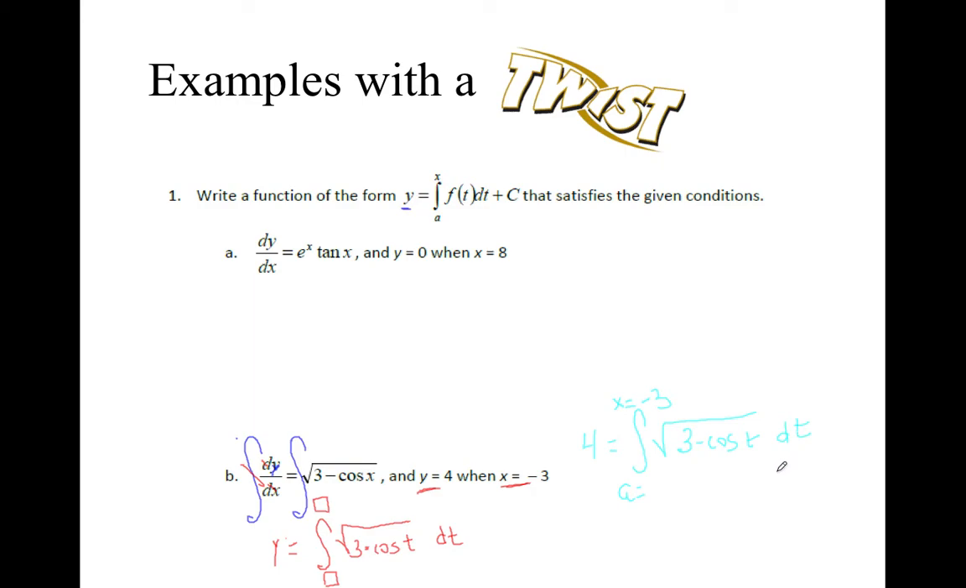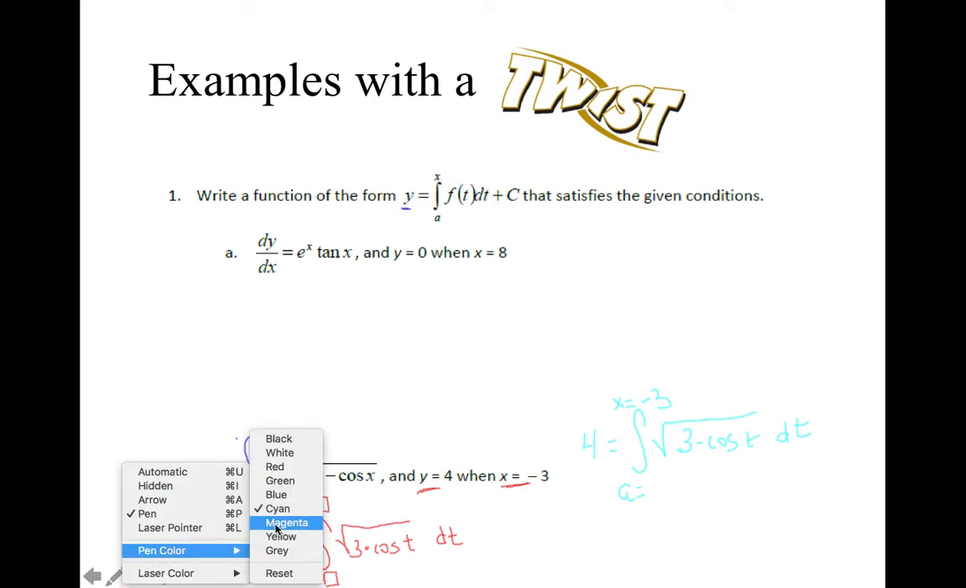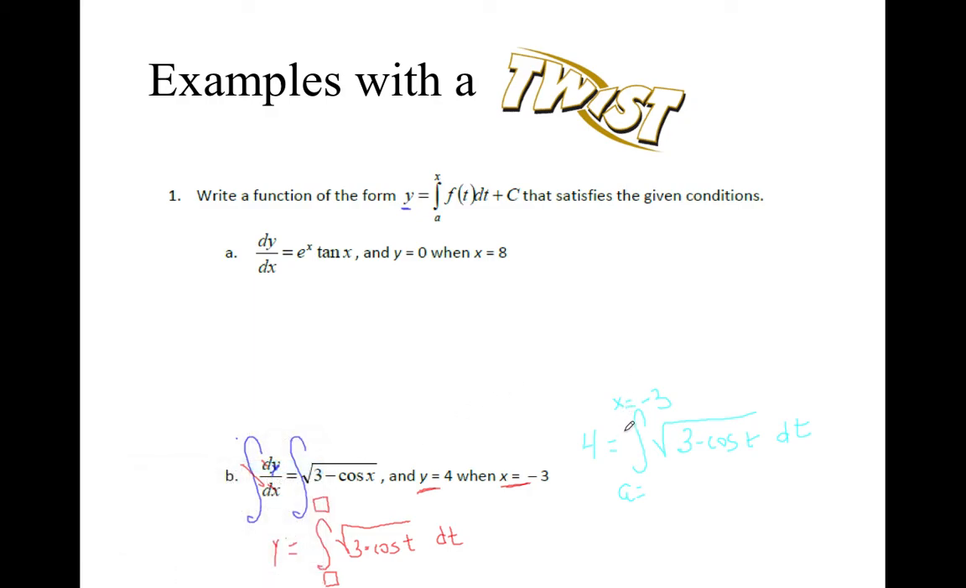I think to myself, this would be easy if a was equal to 0. Well, ask yourself, what can happen if a was equal to negative 3? What do you get out of this integral if you go from negative 3 to negative 3? Don't you get 0 out of this part? But I don't want 0. What do I want? 4.